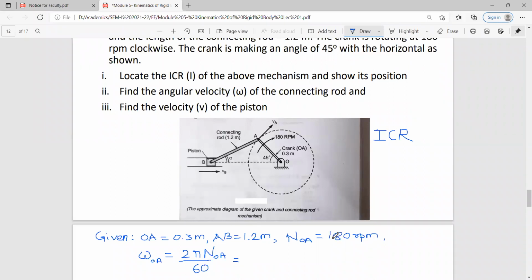180 you put here. 6 pi, yes. So what is the value of 6 pi? 18.84. Yes, correct. 18.84. And the unit which you get is radian per second. Okay, so generally we use omega to calculate the velocity. Like we have the formula that velocity is equal to radius multiplied by angular velocity. Okay, so RPM is not in direct picture. It is indirectly over there.